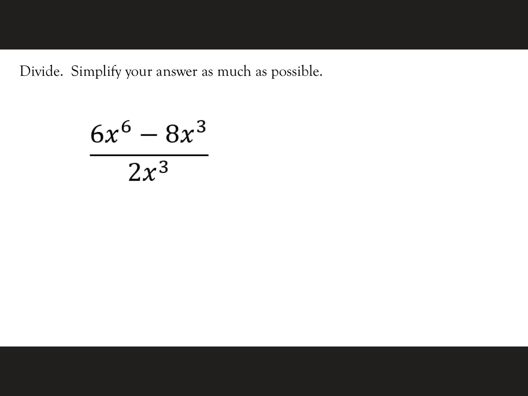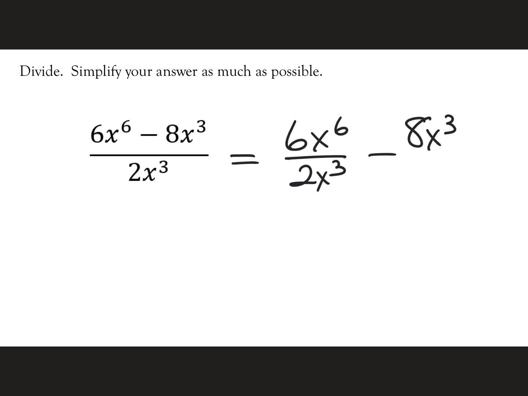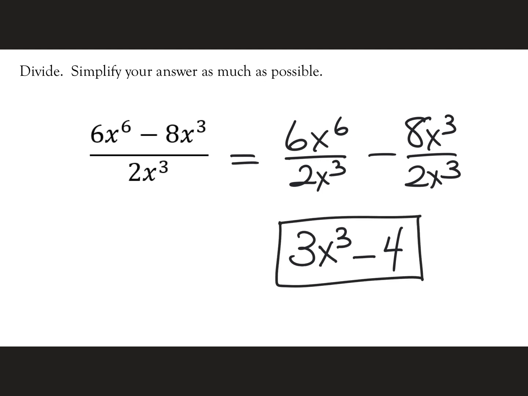All right, this is basically the same thing, except I have a negative sign instead of a plus sign. And I have more x's on the bottom, but still I'm doing the exact same thing. I'm splitting this up. And then I'm just going to put a minus there instead of a plus. Alrighty, the first one, 6 divided by 2 is a 3. And then remember, I'm subtracting my exponents. 6 minus 3 is 3. And then 8 divided by 2 is a 4. The x to the power of 3's cancel each other out, and I'm done. What do you think? Easy?